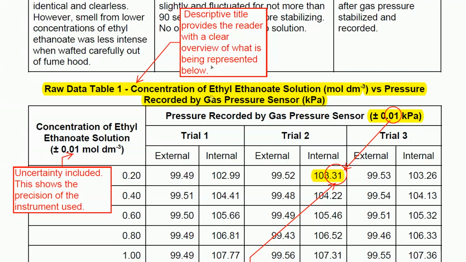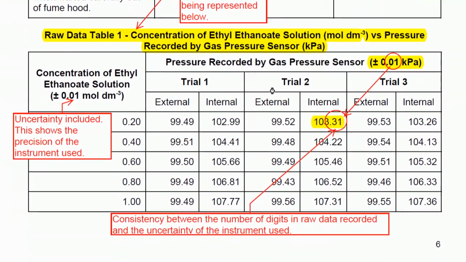When you're designing your raw data tables for an IB internal assessment, there's a couple things that you should be focusing on to make sure that you don't get a mark reduction. The first of which, similar to qualitative observations, is creating a descriptive title that allows the reader to get a clear idea of what you're representing in the table below. So this candidate did a good job by, first of all, numbering the table, raw data table number 1, and provides enough detail for us to understand what he is discussing below.